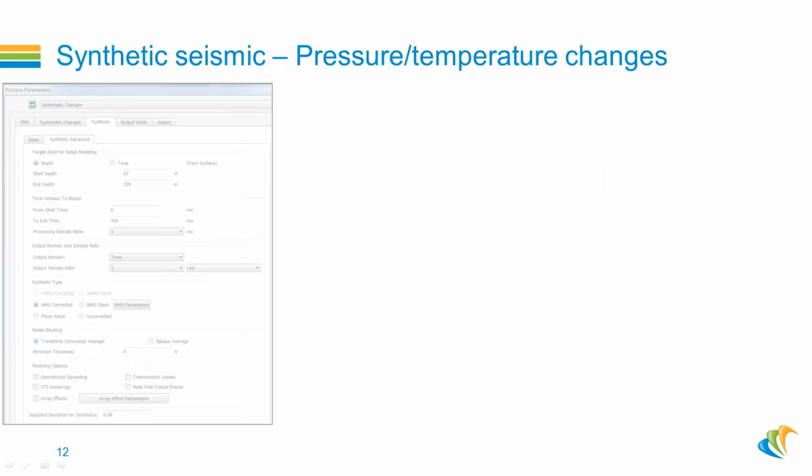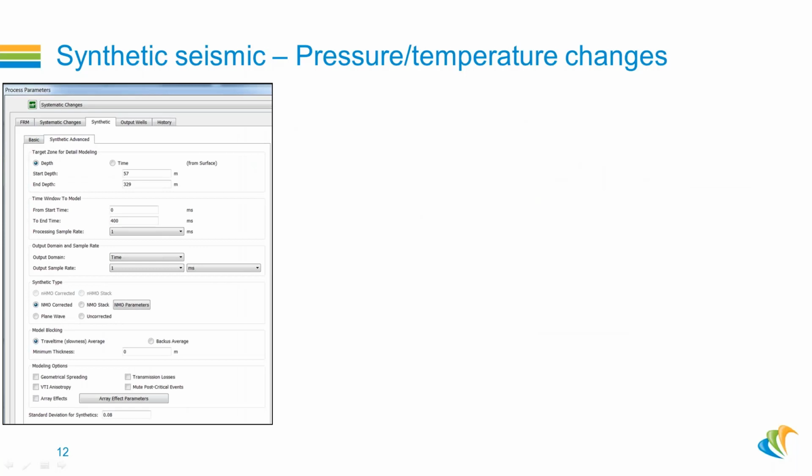Then next will be the synthetic. So in the synthetic tab, I can just select the synthetic options, for example, the time window, and also the synthetic type. So this is, for example, if I'm going to the zero offset or angle gather or offset gather, because this is under AVO, I can go, for example, NMO corrected, NMO stack, or plane wave uncorrected. So travel time. I can also do the other stuff like geometric spreading, VTI and anisotropy, and etc.